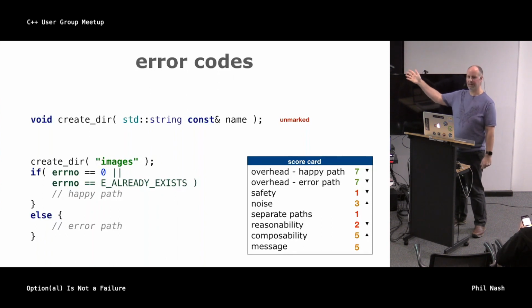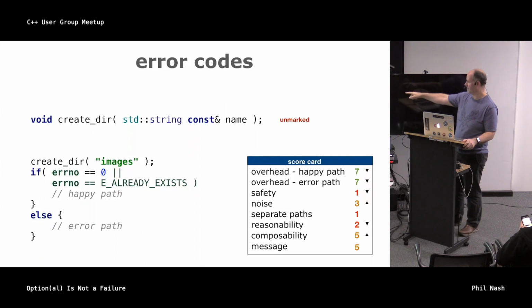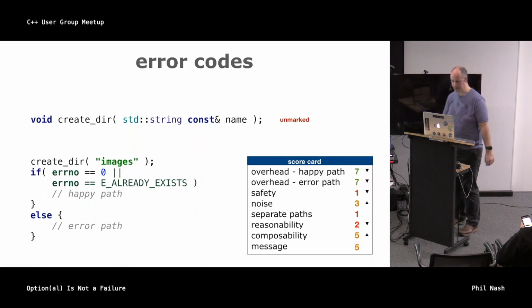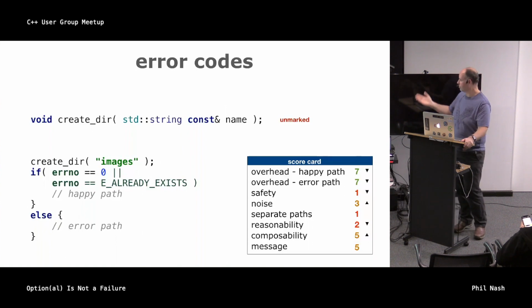Now this makes it unmarked. There's nothing in the signature that tells us that this may fail in some way. So that definitely affects the safety. It's written down. But it does clean things up a bit. So the noise score is raised a bit.